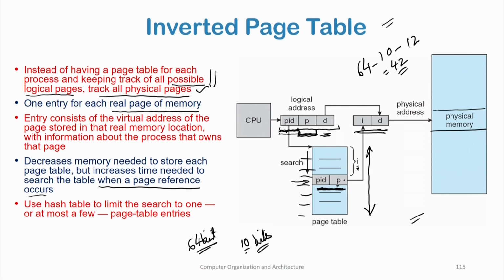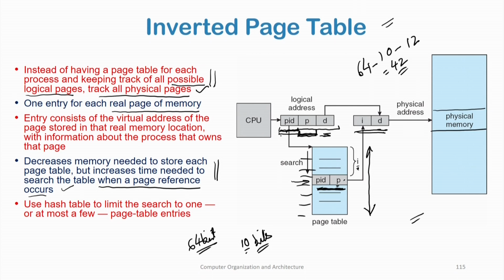Okay. So, as we understand now, this decreases the memory needed to store each page table. Now, we basically have a single page table, but it increases the time needed to search the table when a page reference occurs. We can now use a hash table to limit the search to one or a few entries. So, how do you control the search of this entire space? By using a hash table.